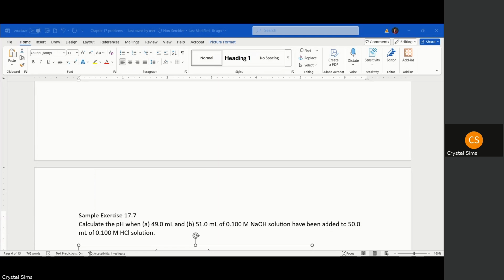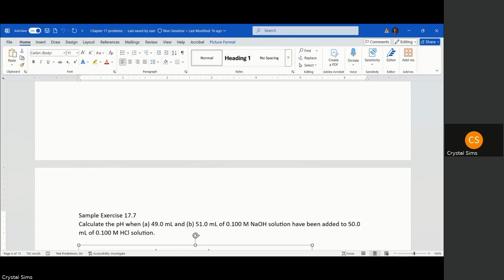The first one that we're going to look at here in exercise 17.7 is when we have a strong acid, strong base titration. So we're asked, what is the pH when 49.0 milliliters and then 51.0 milliliters of a 1.1 molar sodium hydroxide solution have been added to 50 milliliters of a 0.100 molar hydrochloric acid solution?